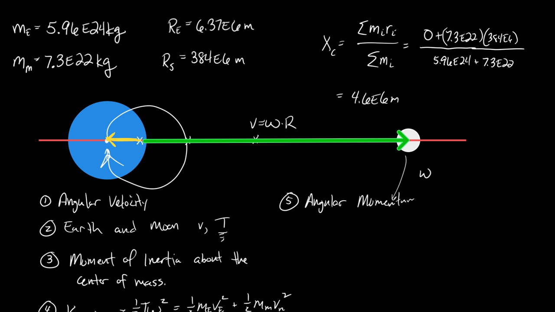Which one of these do we already know? The yellow one or the green one? We found the yellow one, the distance from the center of the Earth to the center of mass. Do we have enough information to find the green one? Yeah, we sure do. So it doesn't really make any difference. So let's consider some generic calculation here.